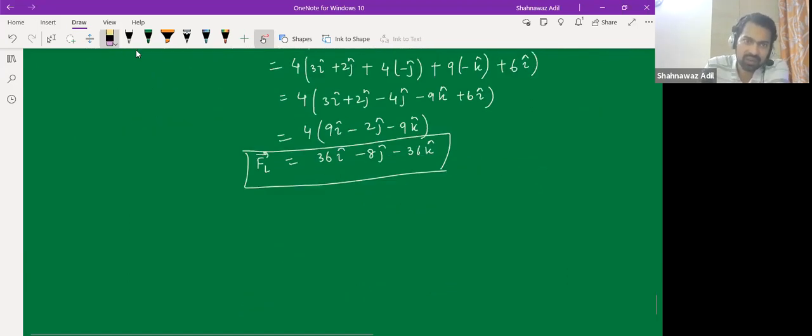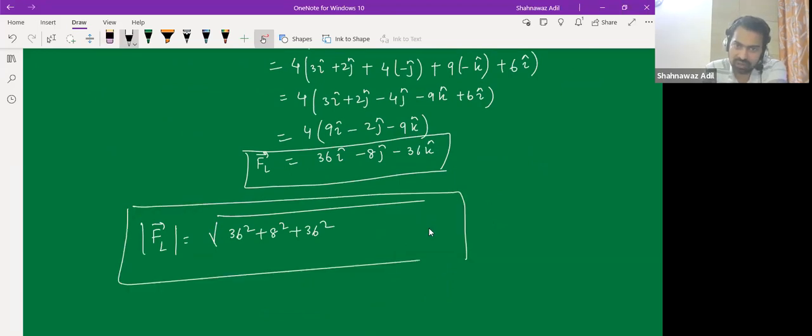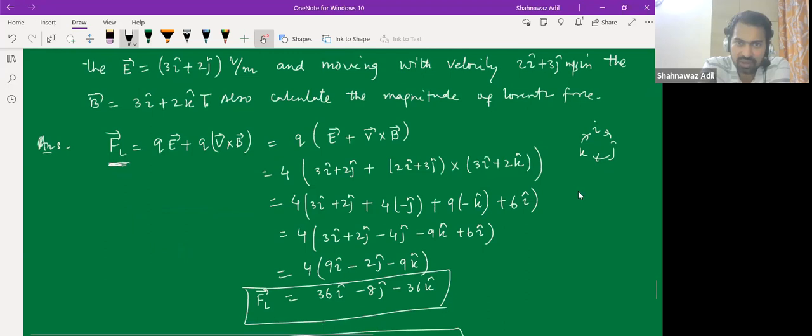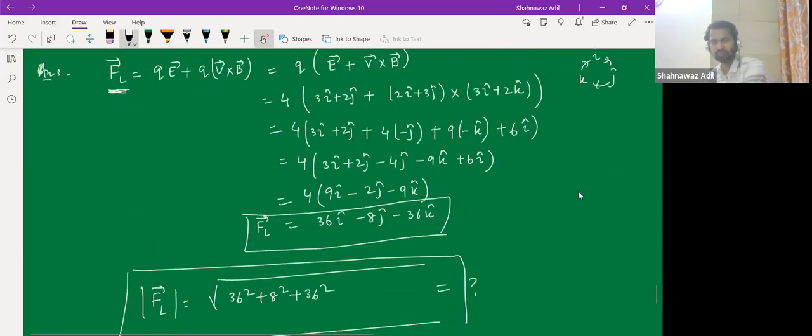And if we want to calculate the magnitude, so this would be the square root of 36 squared plus 8 squared plus 36 squared. So this would be the magnitude. You guys solve it at your home. Quickly note it down. The question we have already noted. Note down this part. And if you guys have any doubts, please ask.